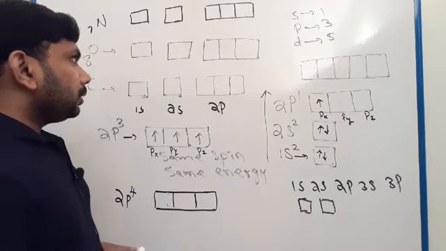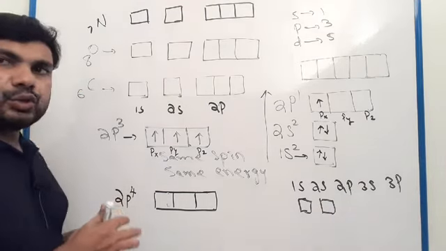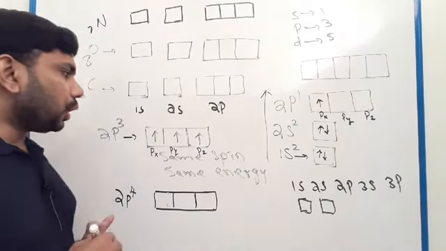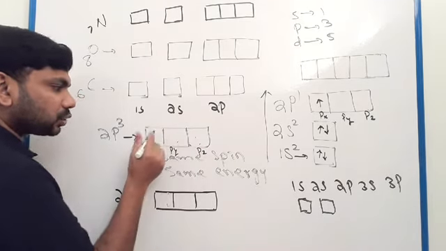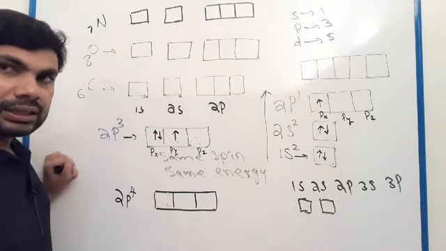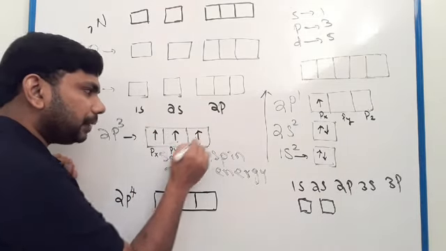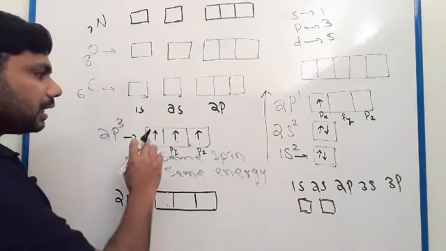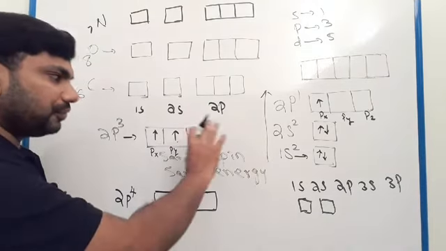Here we have 2p3. 2p3 means p orbital with 3 electrons. These 3 electrons we cannot fill like this. It is the wrong method. We have to fill each orbital singly. These are called half-filled configuration. We have to complete all the half-filled orbitals.